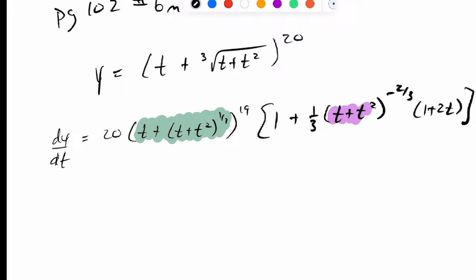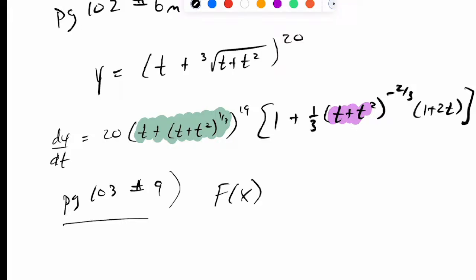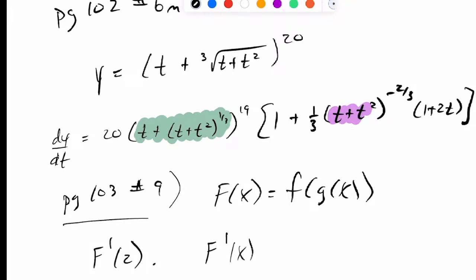Someone asked 103 number 9 from the supplementary. So there's a ton of these questions, this style of problem here. For number 9, they want you to find f prime at 2. So f prime at 2 here.